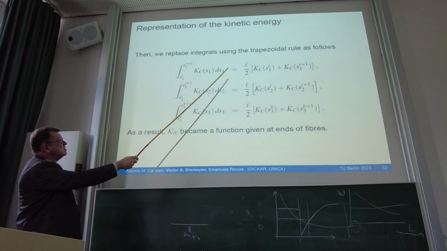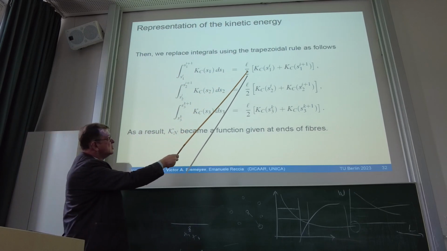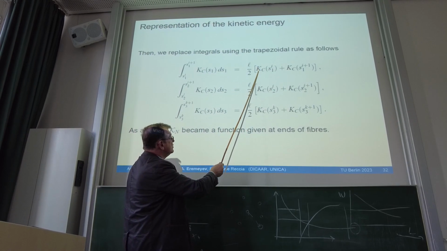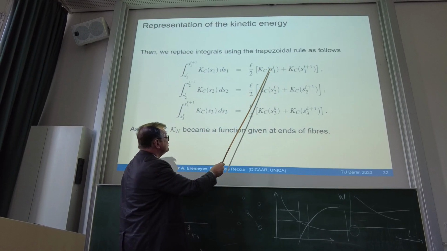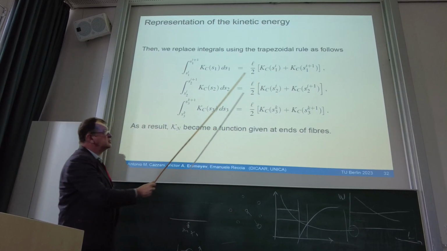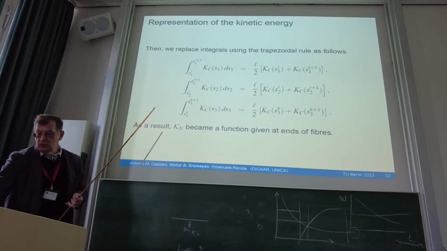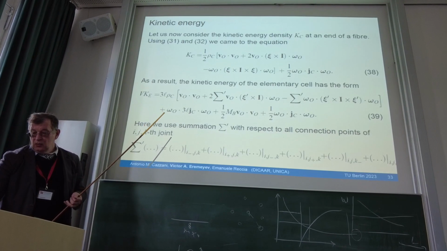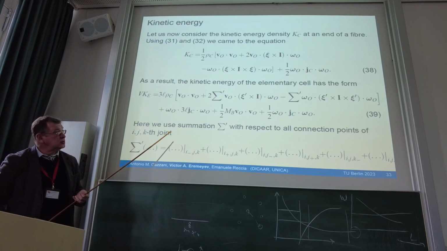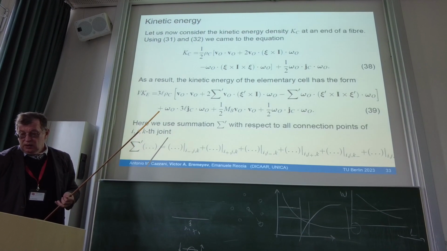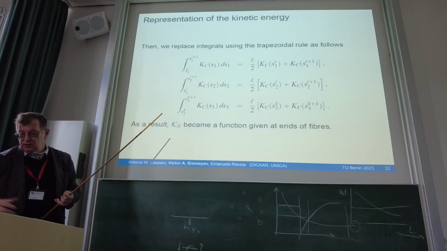We replaced it using some trapezoidal rule, and the result will be something related to values of this function Kc in joints. It's just in joints. Then what should we do? We should do the following.